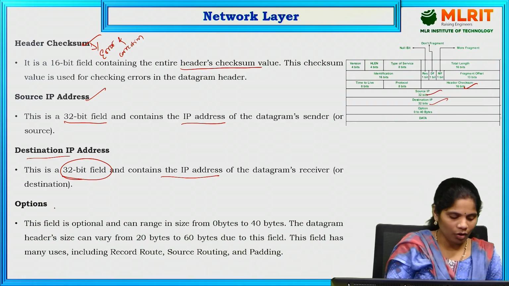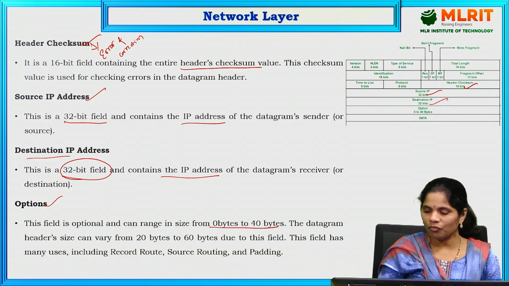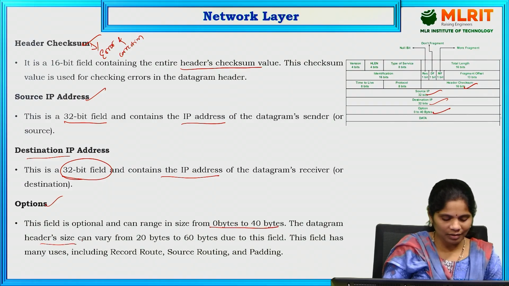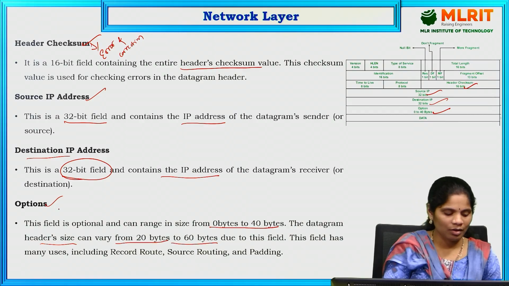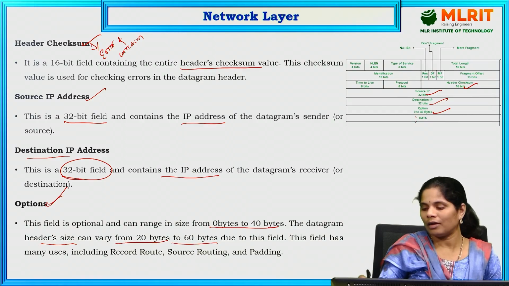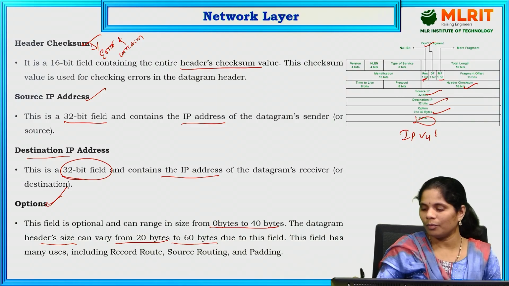Next, options. Options can range in size from 0 to 40 bytes. The datagram header size can vary from 20 to 60 bytes due to this field. This is the optional field. And finally, the data. This is the IPv4 header format. This is the reserved bit, this is don't fragment, this is more fragment.